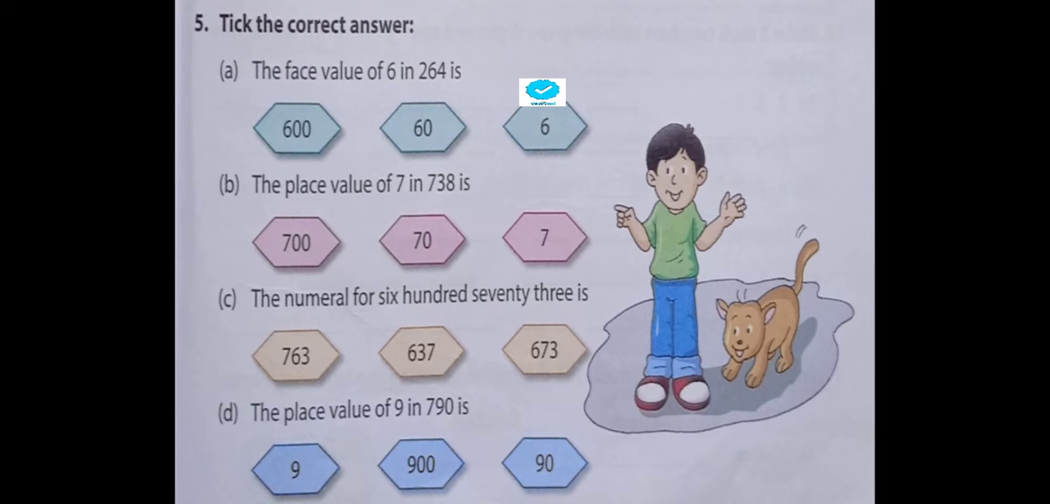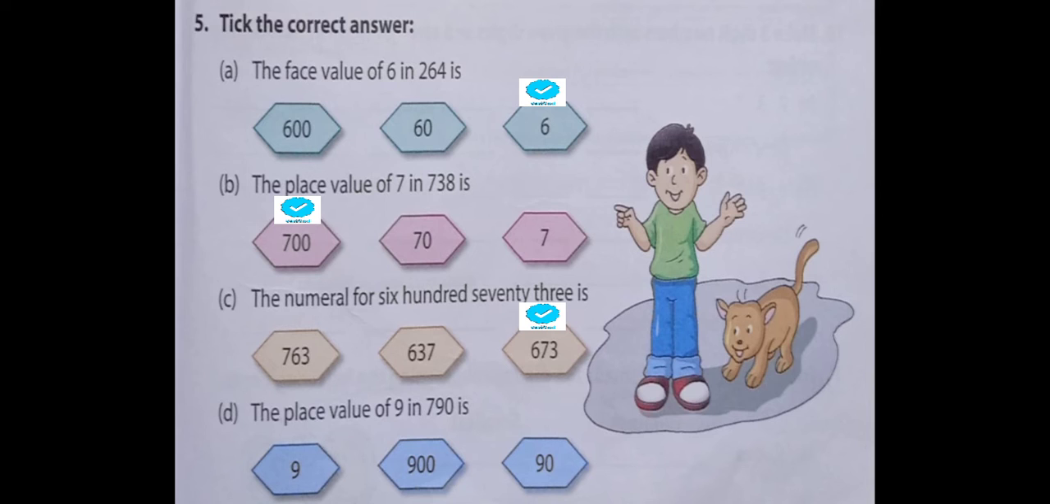B part is the place value of 7 in 738. Now for finding out the place value, you will find at which place 7 is. So 7 is at hundreds place, so its place value will be 700. The numeral for 673 is, numeral means the number. So the number name is written 673. You will find out the correct answer and you will put tick on 673.